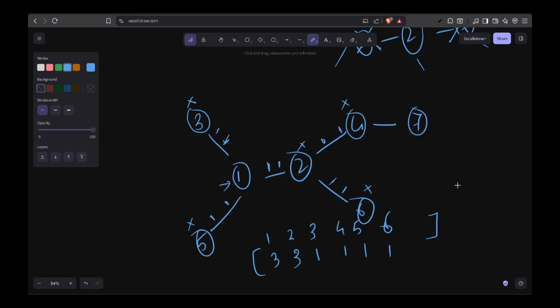In that case, 4 would not have been a leaf node, right? Because it's inside the graph. The leaf node in this case would have been 7 because only one connection. 4 would have had 2 connections then, right? So that's how we'll be finding the answer.